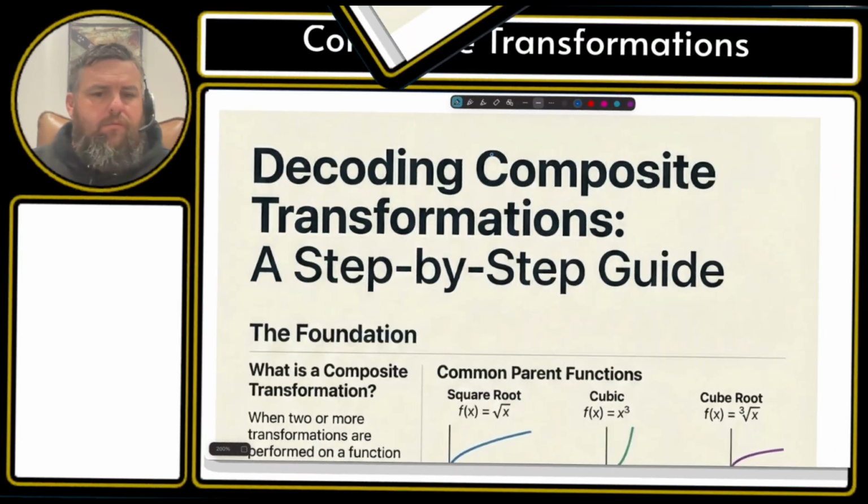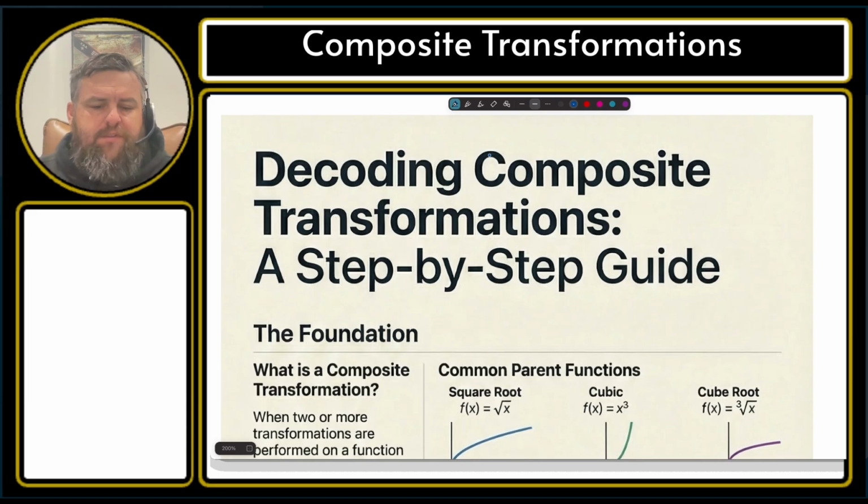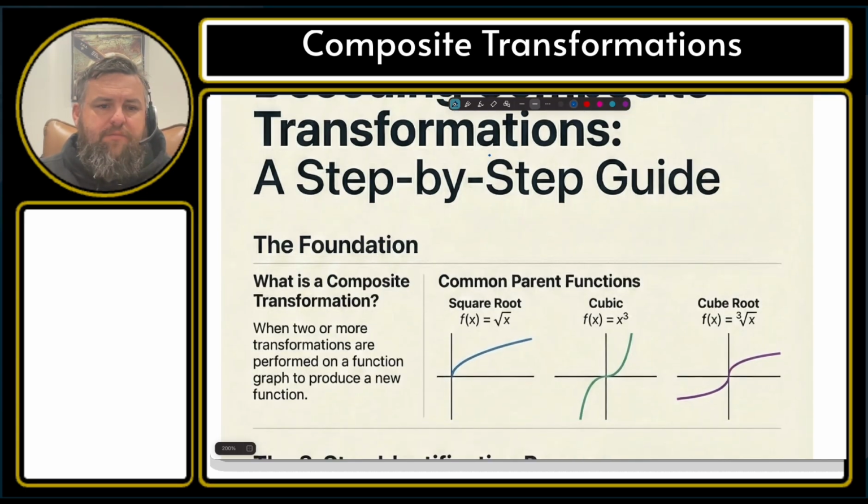Now, before we actually get in and work on the graphs and work on writing the equations, let's go through a step-by-step guide of how we can decode composite transformations. So what is a composite transformation? It is when two or more transformations are performed on a function graph to produce a new function. The common parent functions we're going to look at are f of x equals the square root of x, f of x equals x cubed, and f of x equals the cube root of x. The last two here, we're going to call these the S curves.